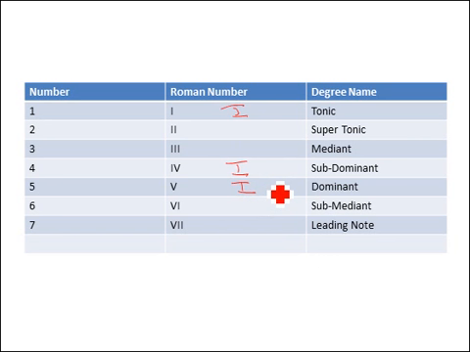The other ones are not as important, but for my grade 11s and 12s, you have to know them. And hey, grade 9s and 10s, you may as well just take a quick peek at them. So our first degree of the scale, as we said, is tonic. 2 is supertonic. When you think of it, what's one more than tonic? Supertonic. And 3 is mediant. Then we have our 4, which is subdominant, 5, dominant, 6 is submediant, and 7 is leading note.